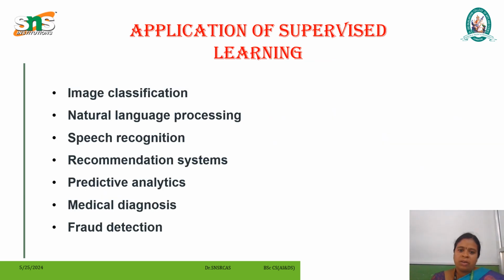Next one, applications of supervised learning. Supervised learning is used in a wide variety of applications, including image classification, identifying objects, faces, and other features. Next one, natural language processing. Extract information from the text such as sentiment, entities, and relationships. Next one, speech recognition. Convert spoken language into text. Recommendation system. Make personalized recommendations to users. Predictive analytics. Predict outcomes such as sales, customer churn, and stock prices.